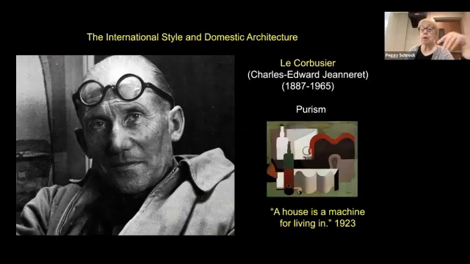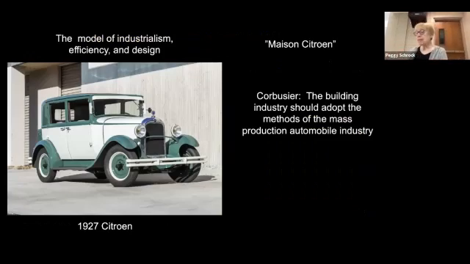As he said, one of the quotes is, "A house is a machine for living in," and he very much believed that. Now, I have this car here, partially because I love it. I think it's beautiful, the '27 Citroën. He used the automobile industry as a model for how things should be made. When he said a home is a machine to be living in, he meant that it should run like a machine. It should have the efficiency of a machine. The automobile industry was the model of efficiency and design, mass production. This is how we should build houses.